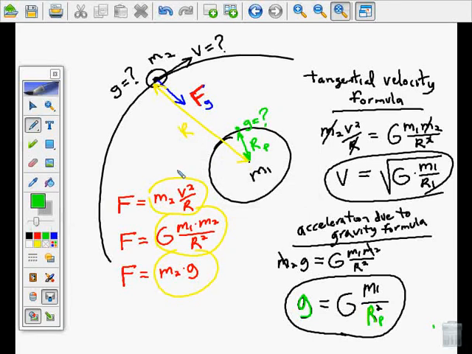Work, power, energy, and momentum. Wait, really quick. Would they give you what the big G equals in the question? Yes. So you don't even memorize that? Correct.